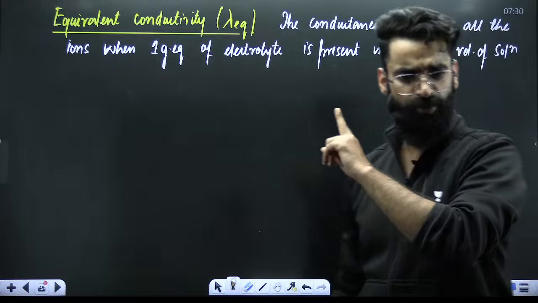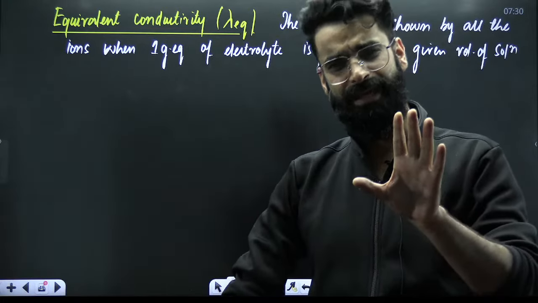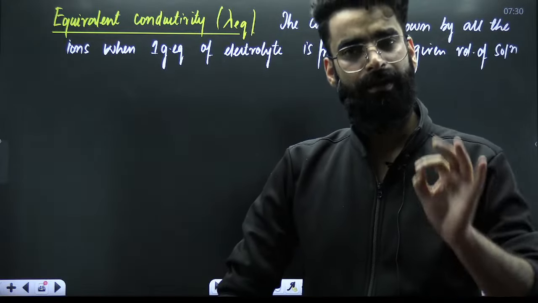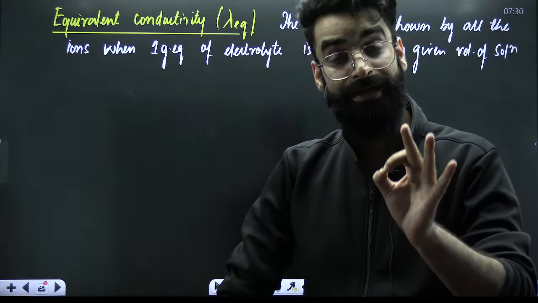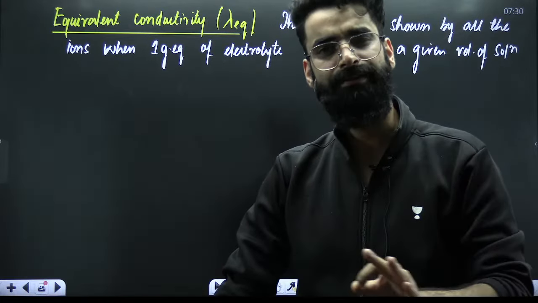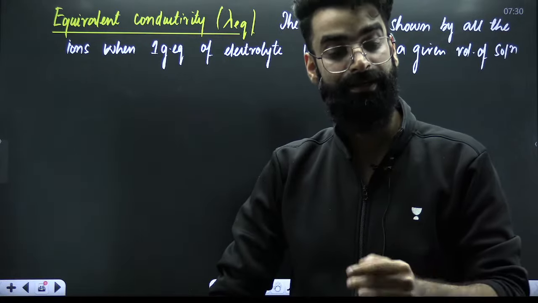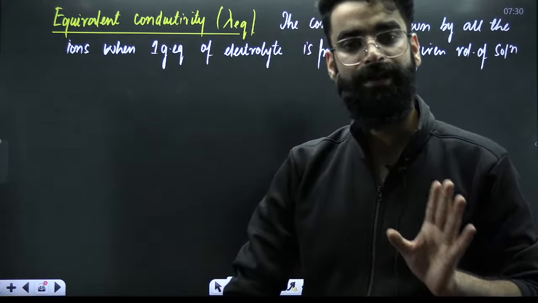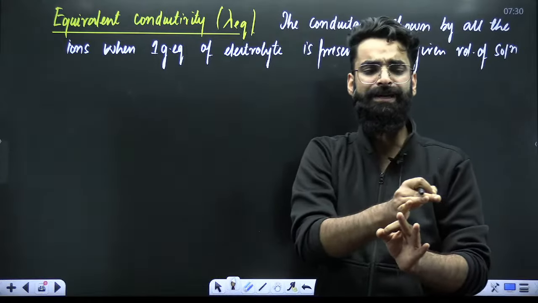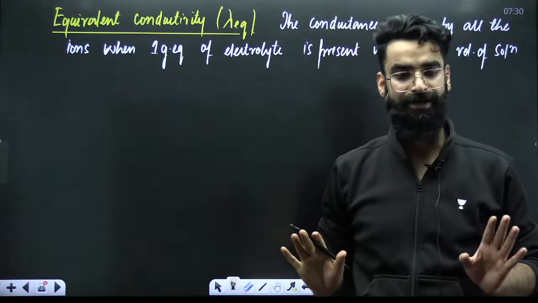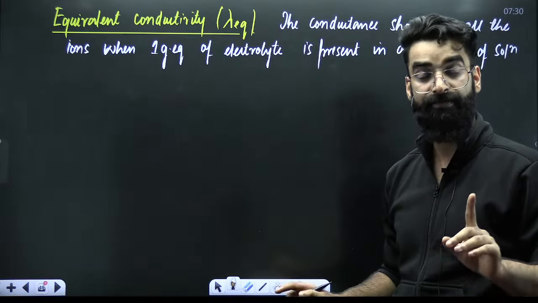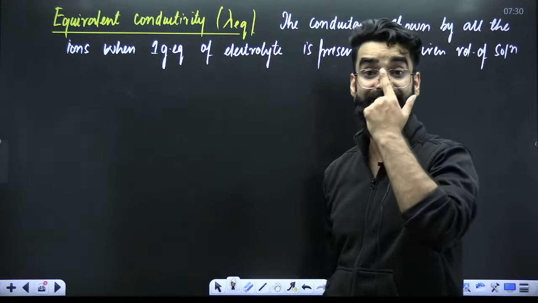The conductivity cell which I took a few minutes back, imagine in the given volume of solution, there is 1 gram equivalent of electrolyte present. Whatever will be the conductance shown by ions at that point of time in the conductivity cell, that is something which I'll be calling as equivalent conductivity. As simple as that. There is one difference only. Instead of 1 mole of electrolyte, you are using 1 gram equivalent of electrolyte, nothing else. Rest everything is the same. Okay? Only difference is instead of 1 mole of electrolyte, you are using 1 gram equivalent of electrolyte.